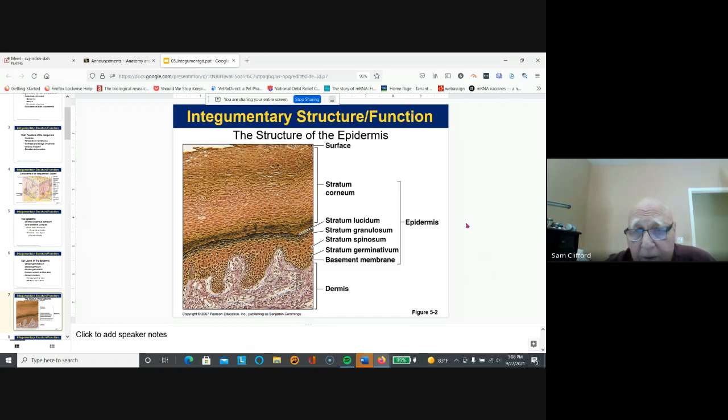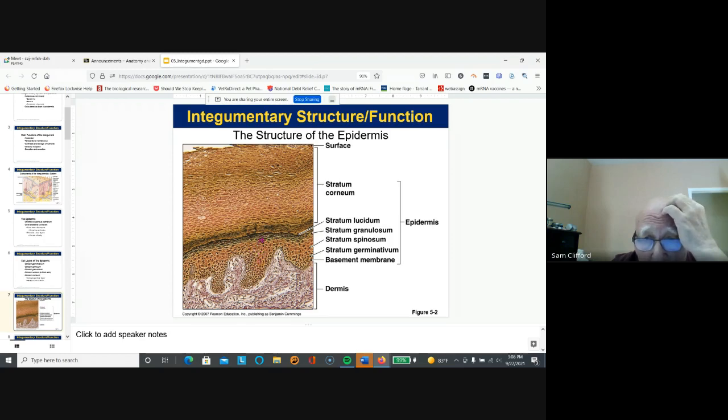So here's a microscopic view of the skin, the epidermis of the palms of the hands and the soles of the feet. Notice that there are 1, 2, 3, 4, 5 layers. The basement membrane is the supporting layer that is just below the stratum germinativum. Cells are here actively growing.